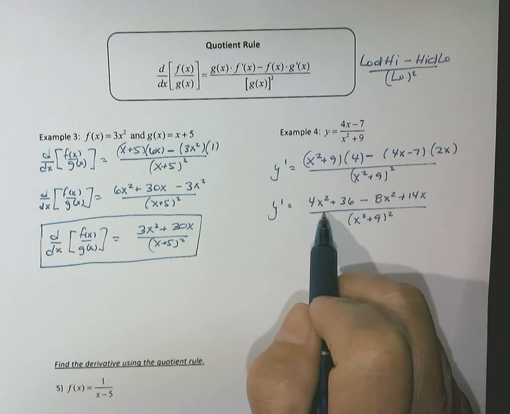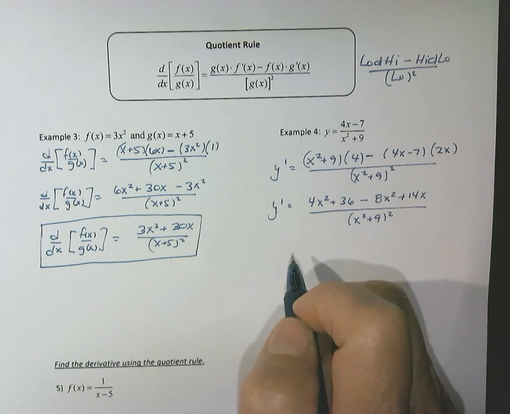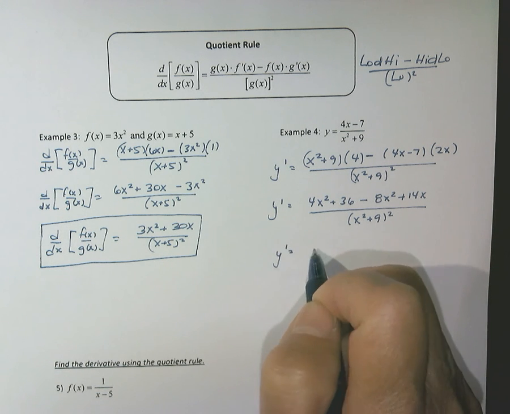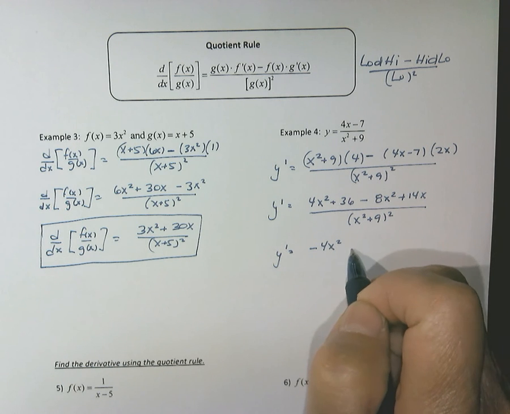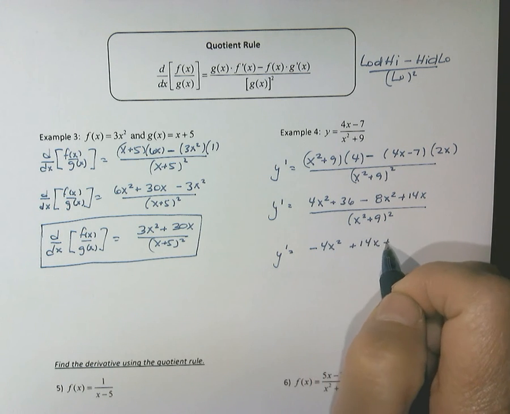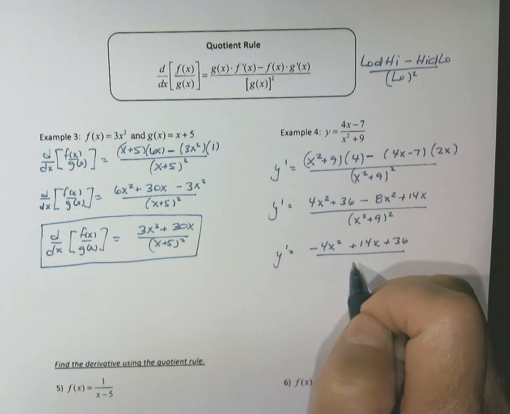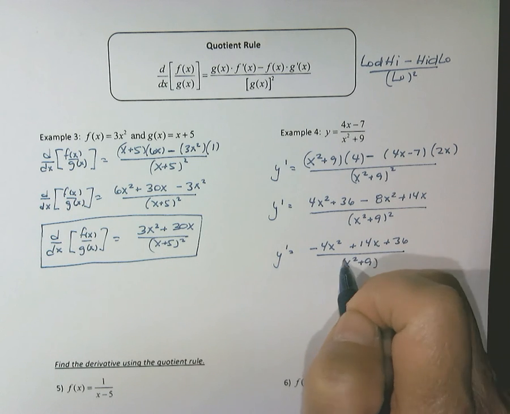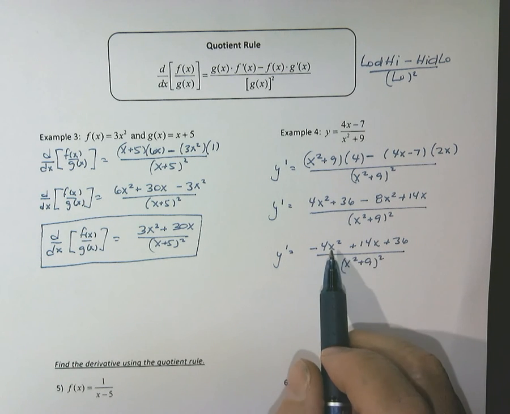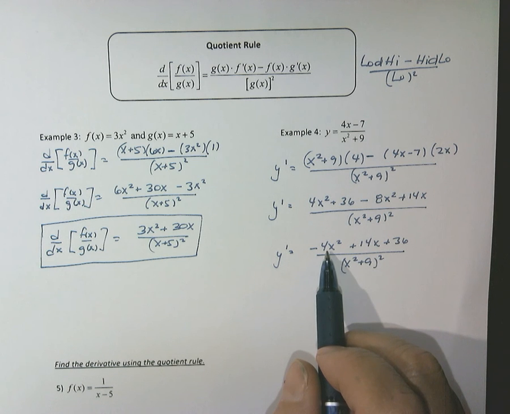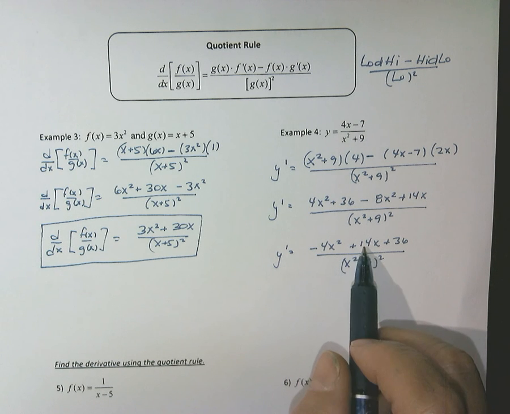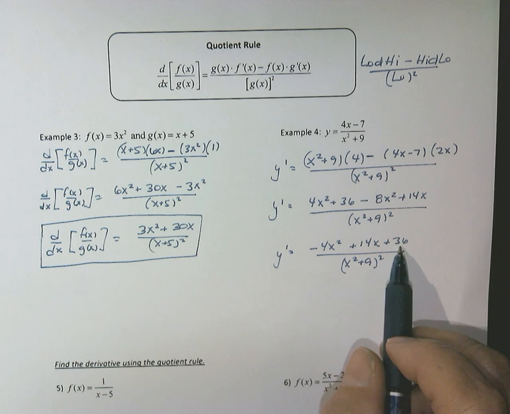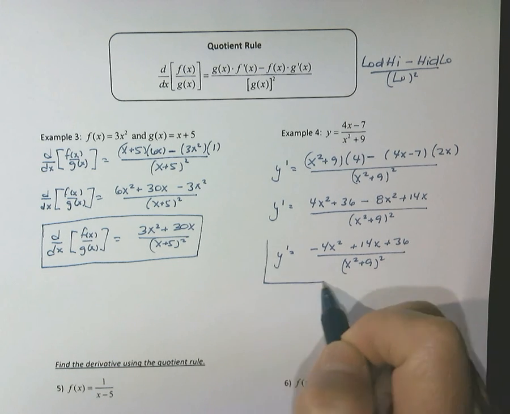And then I'm going to combine like terms. I have a 4x squared and a negative 8x squared. So I get negative 4x squared plus 14x plus 36 over x squared plus 9 squared. I could factor out a 2, which gives me 2 times negative 2x squared plus 7x plus 9. That doesn't factor down anymore. I'm just going to stop right there.